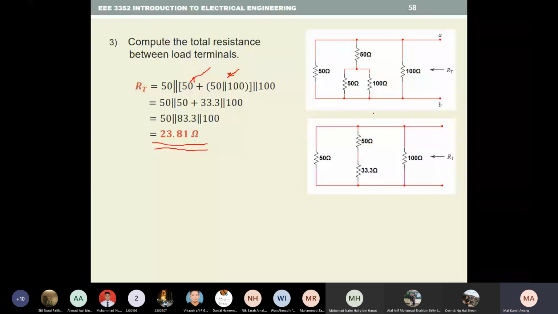So these are the steps. 50 parallel with 100, you get 33.3. Then 50 plus 33.3 is 83.3. So 50 parallel with 83.3, parallel with 100, you get 23.81 ohms. This is R Thevenin, which is equal to R Norton. Same.